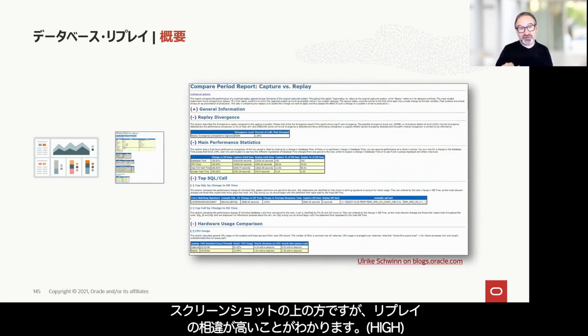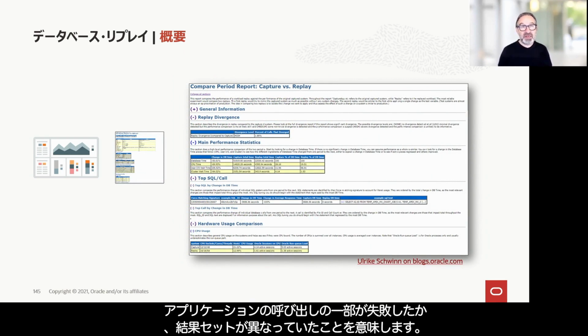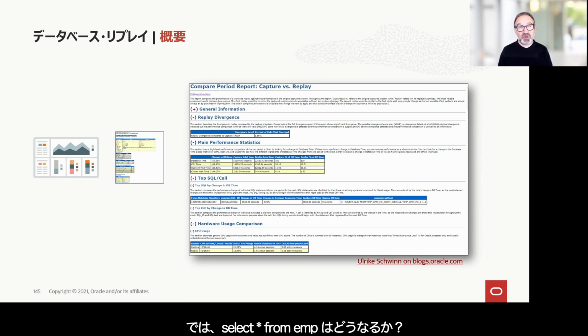So in the upper part of the screenshot, you see the replay divergence is high. That means either some of our application calls failed or the result sets were different. So what we do when you do a select star from emp, we record 14 rows, but not the 14 rows actually. We record that we got 14 rows back. And when we replay, we compare now.